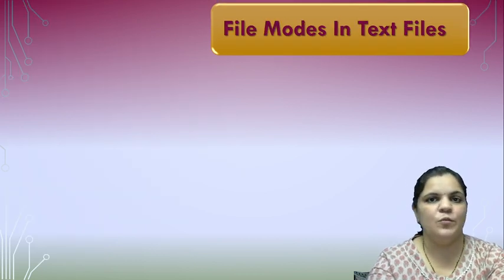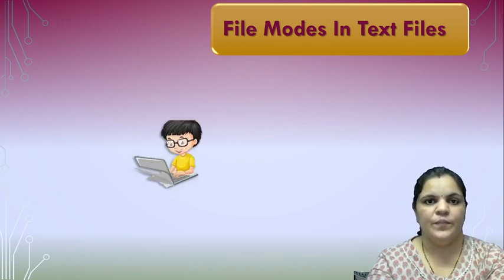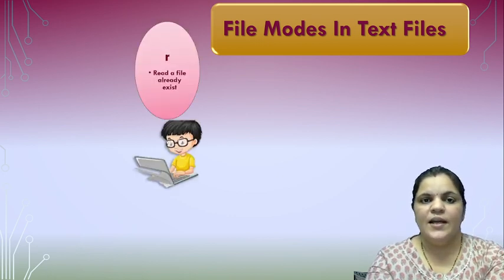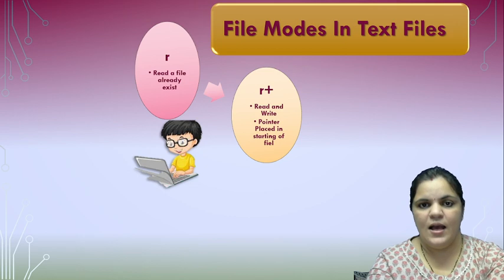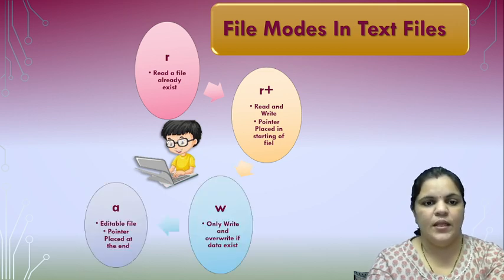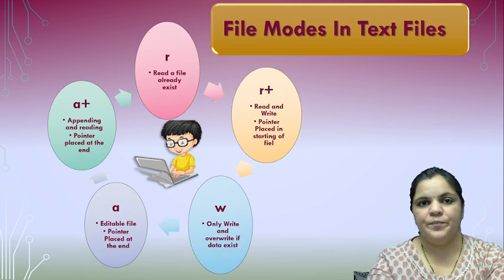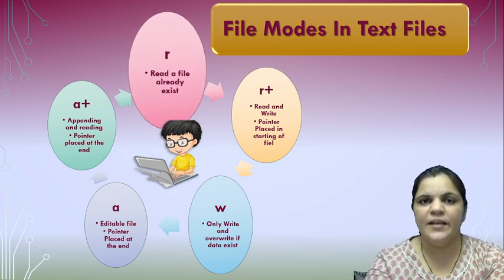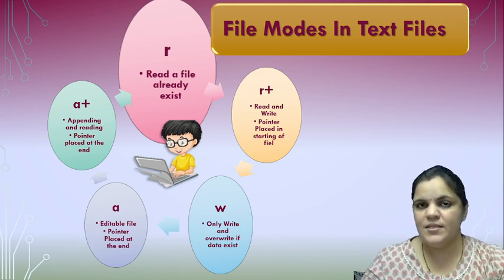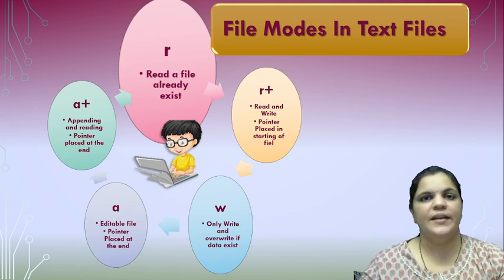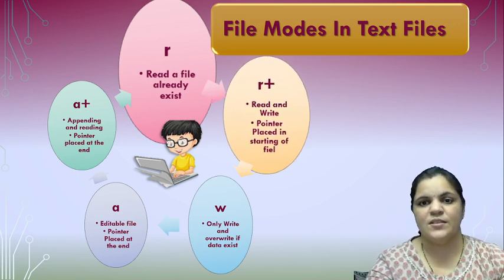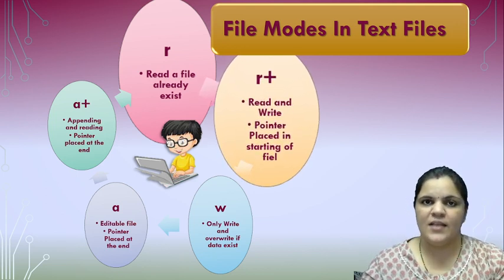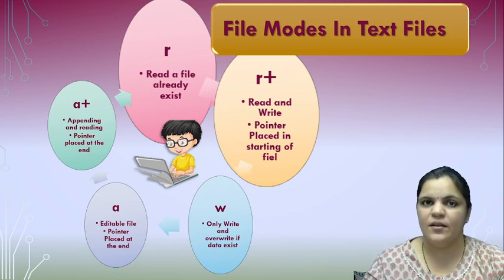Then comes the file modes in text file. There are 5 modes in text file. The first one is R, then R+, then W, then A, then A+. Now we will study each of them in detail. The first one is R, which means read a file that already exists, so you can read data from that. Then comes R+, which means you can read the file as well as write anything in that particular file.